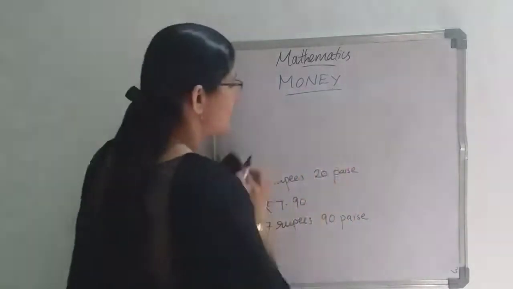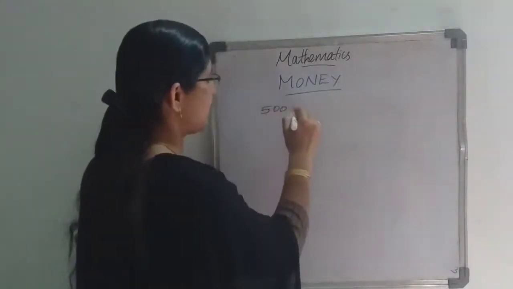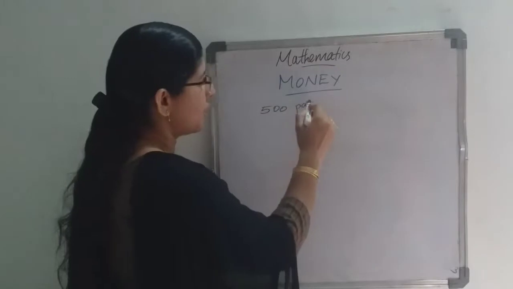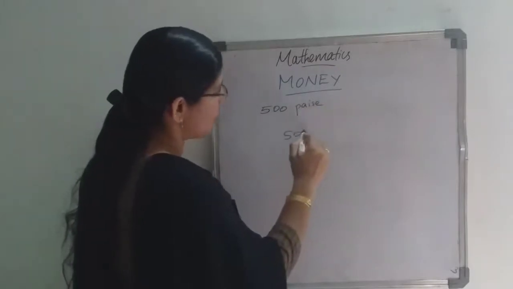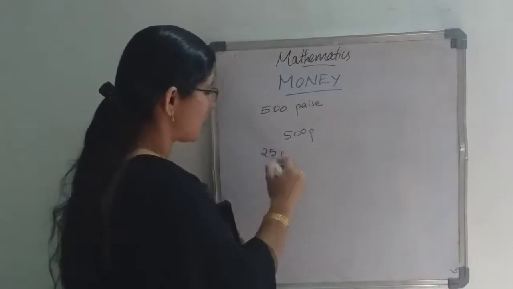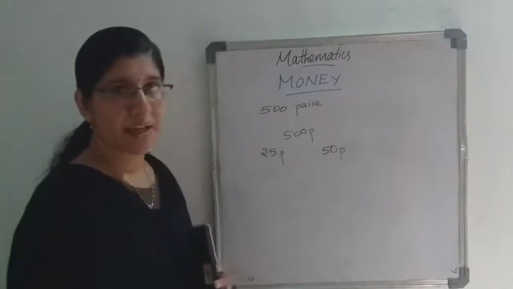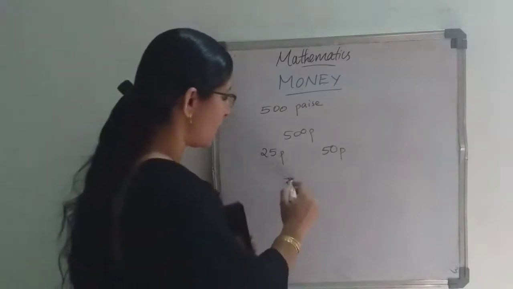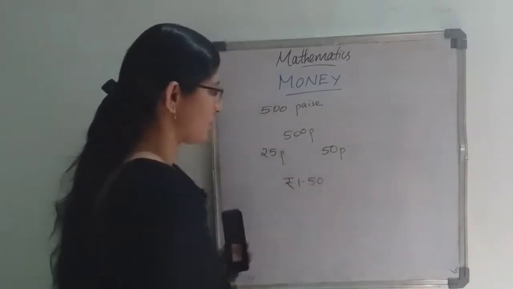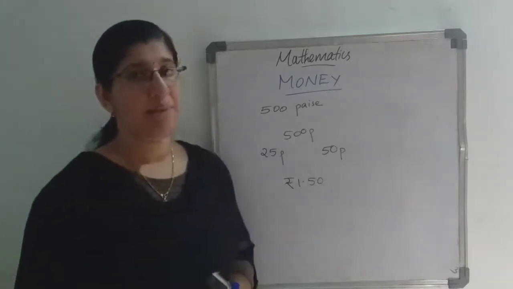Clear? Suppose you need to write only paise. You need to write 500 paise. How will you write it? So simple, you write 500p. That is 500 paise. Then 25 paise, 50 paise. Clear? So if you want to write 1 rupee 50 paise, you write it this way. Whenever you are writing along with the rupee symbol, no need to insert the P.